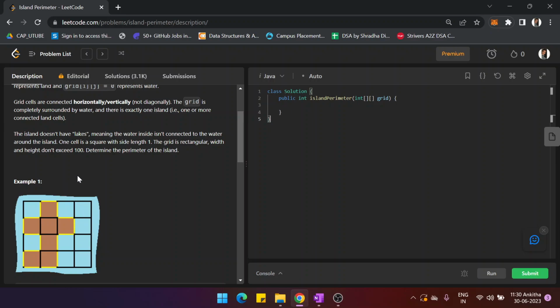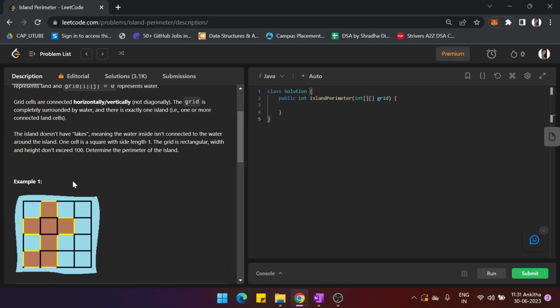So the island doesn't have lakes, meaning the water inside isn't connected to the water around the island. One cell is a square with side length of 1 and the grid is rectangular, width and height don't exceed 100. Determine the perimeter of the island.